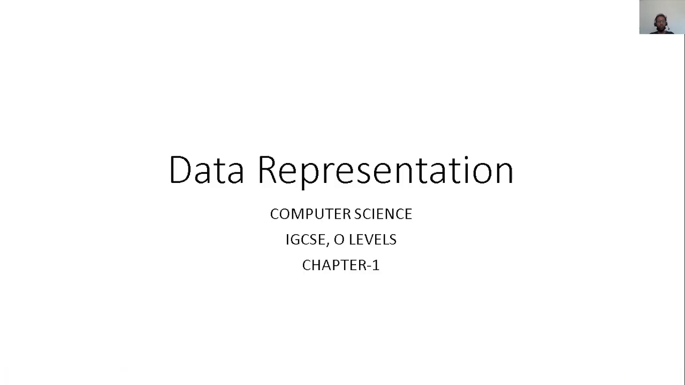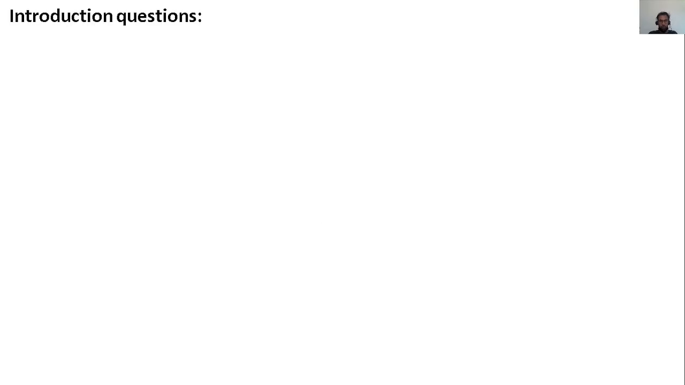Let's begin with another topic of data representation. So far, we are done with the binary arithmetic and all that. Now we are going for the next topic, that is ASCII code, and there are different coding schemes. Let's start studying it directly and we will figure it out now. Let's see the introducing questions.